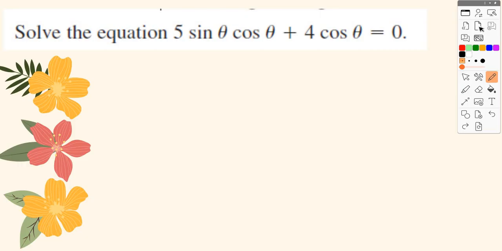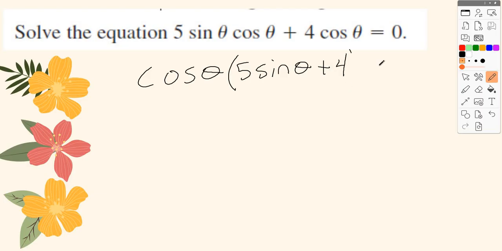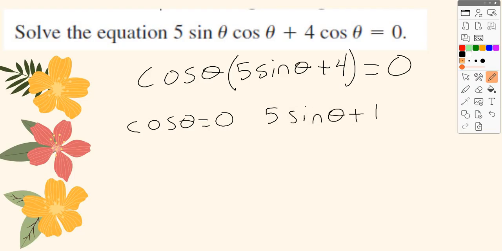So you want to factor out the cosine, because remember we call that our greatest common factor. One of our other methods is to factor out a common factor, and in this case, I have a common factor of cosine. And then we're left with 5 sine of theta plus 4. Now that they're 2 separate factors, we're allowed to separate that into 2 separate equations, and then from there, we can use our opposite operations.